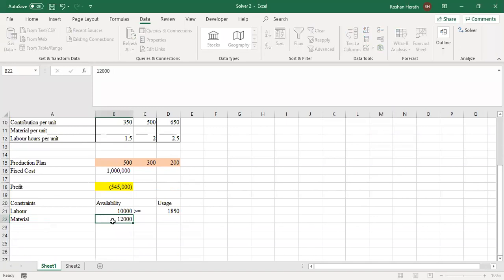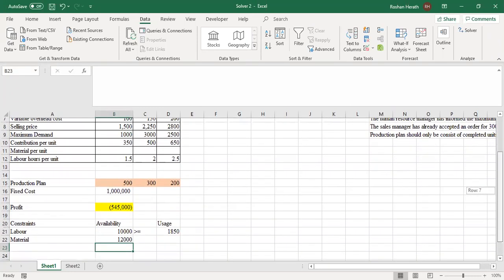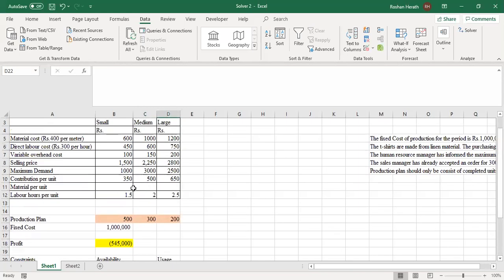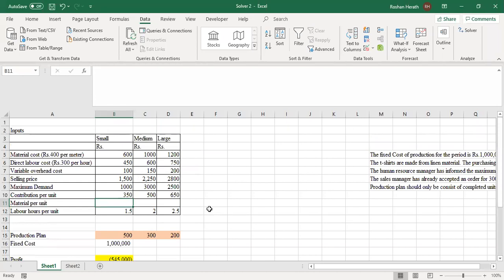Again, availability 12,000. So you can take a similar approach. Again, you can identify the material per unit, and if you multiply it by the production plan, you would end up getting the usage. Again, the availability must always be greater than or equal to the usage. You can apply the same approach. The question gives you the information as to the material cost per meter. Then you can work out material per unit.